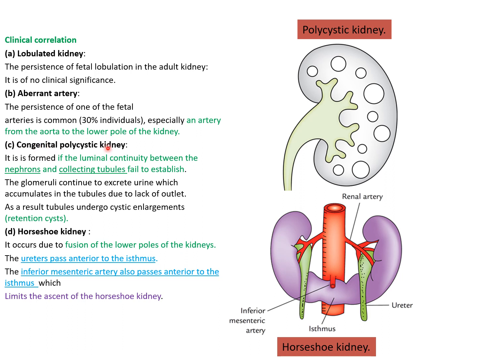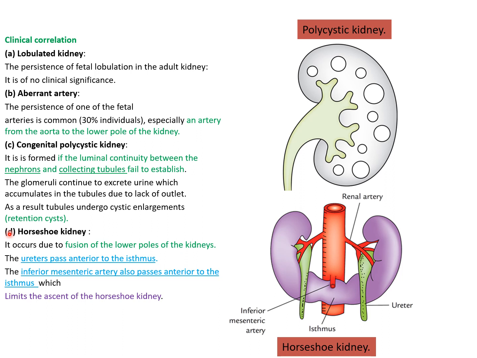Another condition is congenital polycystic kidney. It is the presence of multiple cysts in the kidney. It occurs because the luminal continuity between the nephrons and the collecting tubules fails to establish. That is, the nephrons and the collecting tubules do not join. If the nephrons are forming urine, it cannot be excreted because there is no continuity between nephron and collecting tubules. So this urine will accumulate and form cysts. These multiple cysts in the kidney are called congenital polycystic kidneys, and these are also called retention cysts.